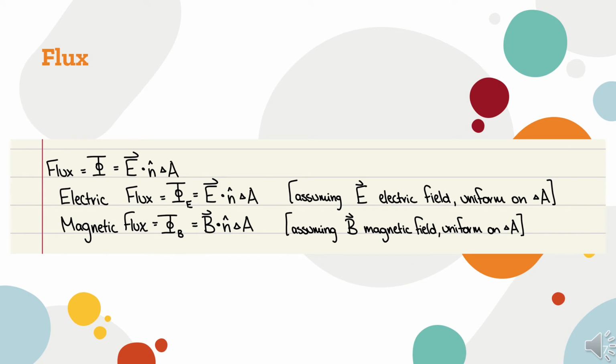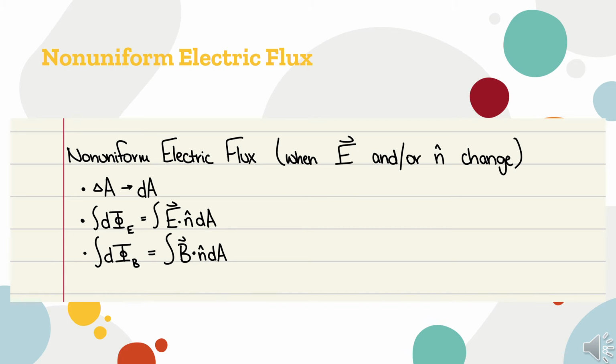We learned this analogy in order to easily transition into the idea of flux, which is taken by the following expressions. We talked about both electric and magnetic flux. The second lecture video wrapped up with a discussion on non-uniform electric flux, where the E field or B field and/or the normalized unit vector change. In order to solve for flux, we must change delta A to dA and solve using integrals.